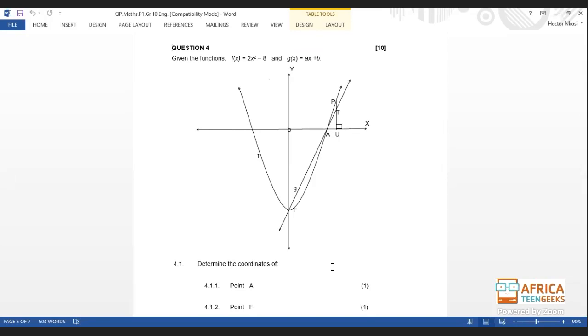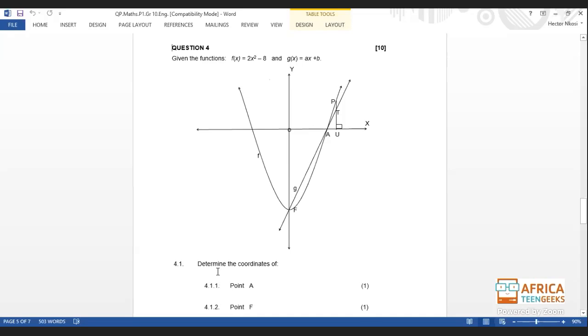So it says, given the functions f of x is equal to 2x squared minus 8 and g of x is equal to ax plus b. So g of x is your straight line, f of x is your parabola. And we can see that our parabola has the happy face, which means its y will be negative 8. And can you see the point F? It's where G and F intersect, basically.